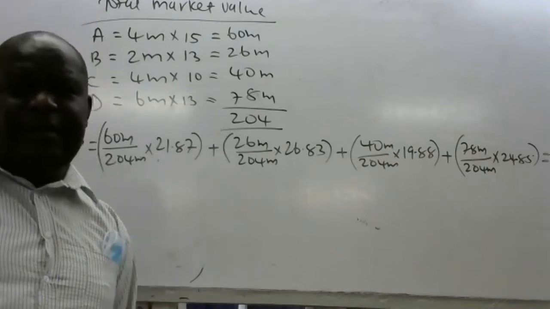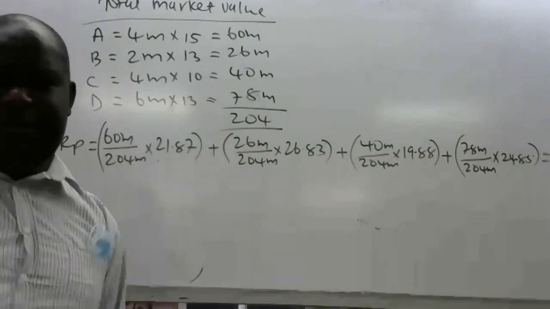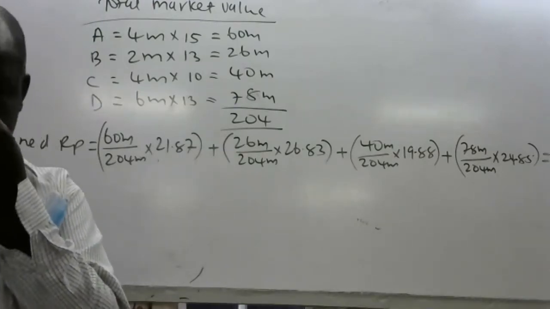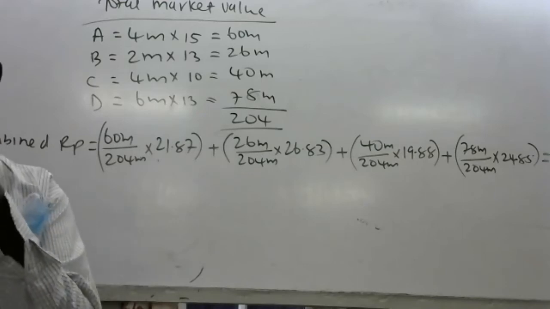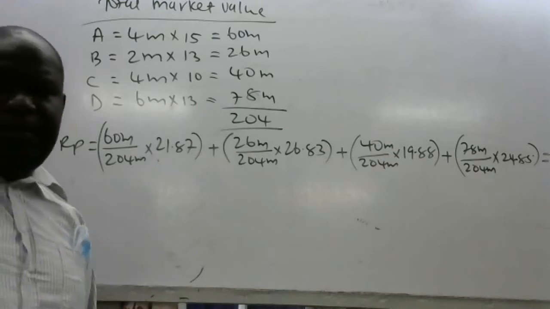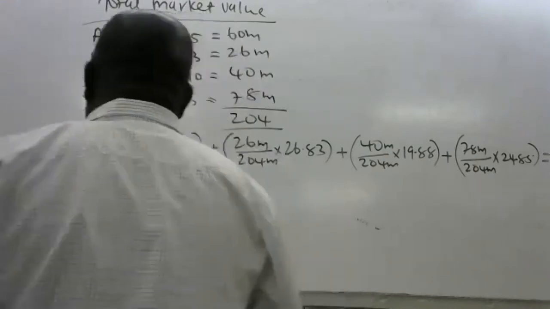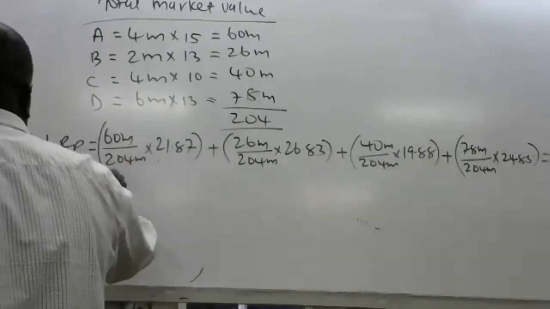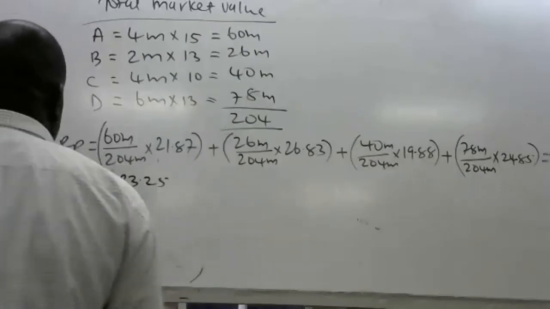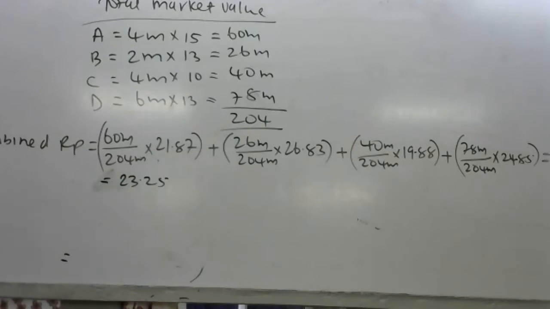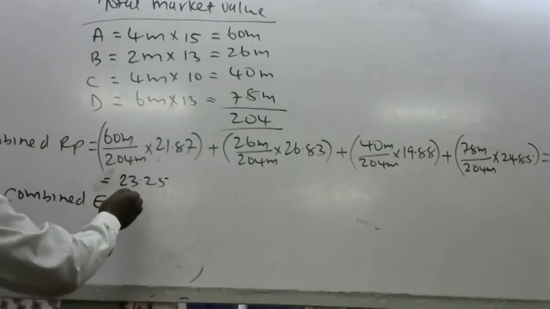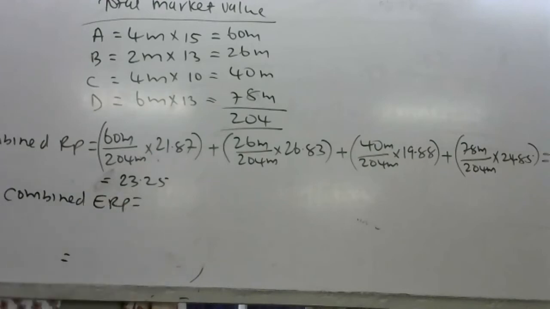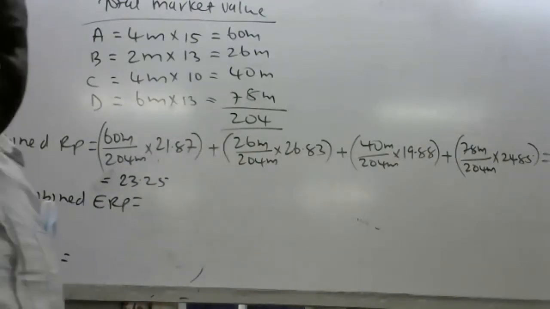So when you combine and add, which value are we getting? We are getting 23.25. Then we also need to get the combined expected return of the portfolio.